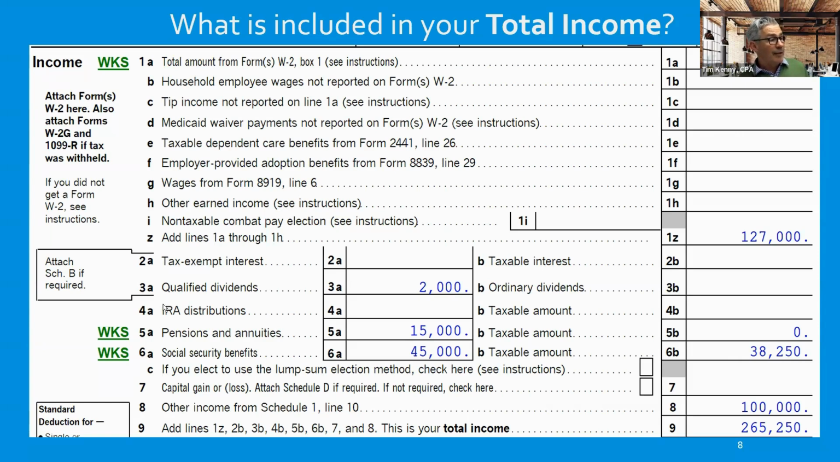Same thing goes for retirement income from IRA distributions and pensions. And in the case of Social Security benefits, how much income you have determines what portion, if any, of the Social Security benefits are taxable. And then we've got line 7 for your capital gains and losses, and line 9 is your total income.